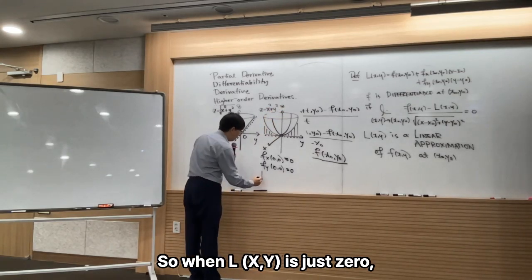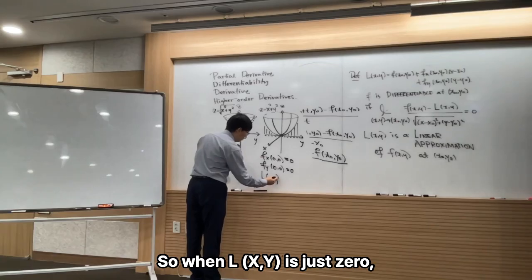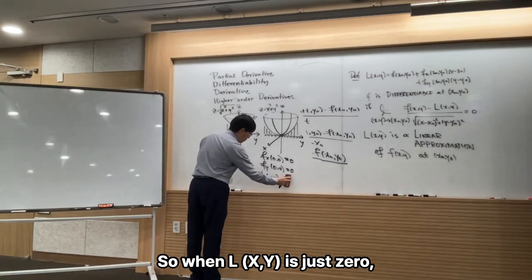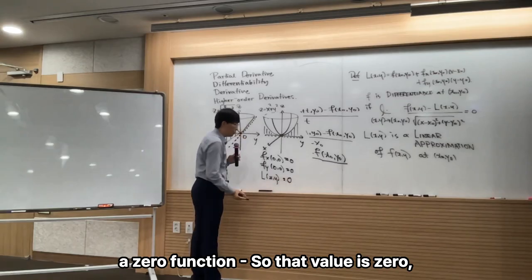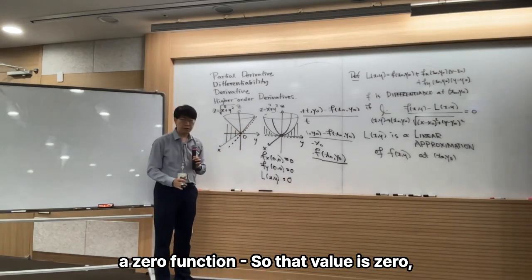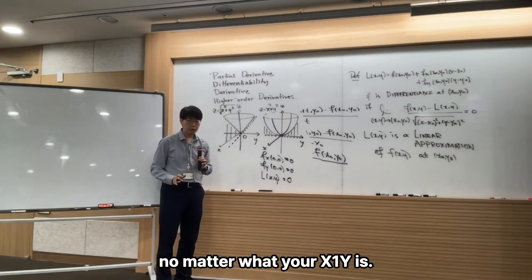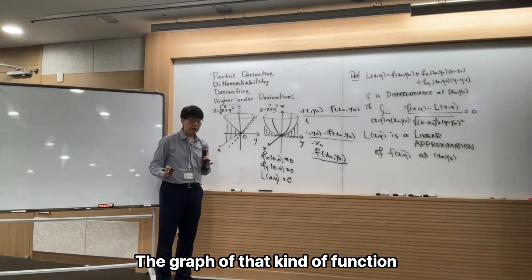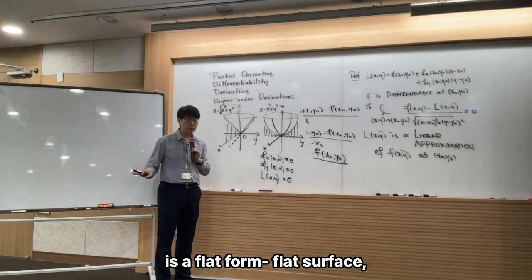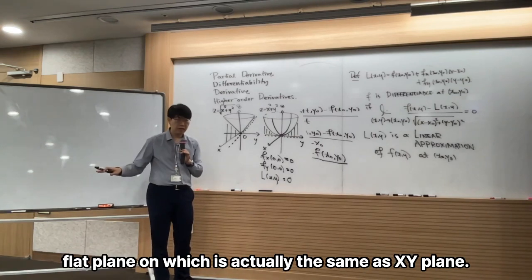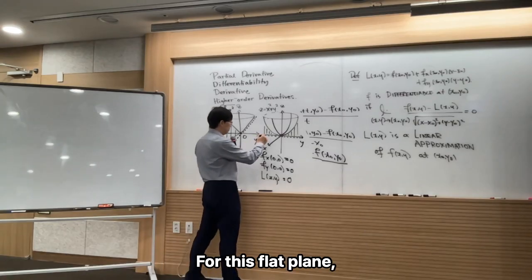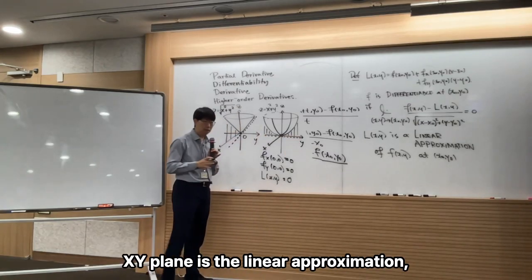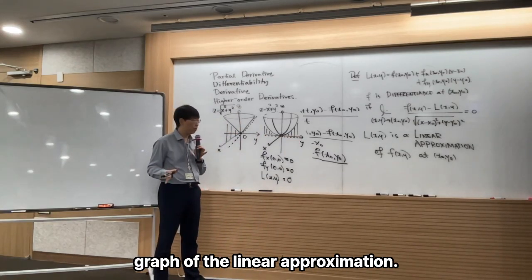So L(x, y) is just 0, it's a zero function. What I'm saying is it's a zero function. So the z value is 0 no matter what your x and y are. The graph of that kind of function is a flat surface, a flat plane, which is actually the same as the xy plane. So this flat xy plane is the graph of the linear approximation.